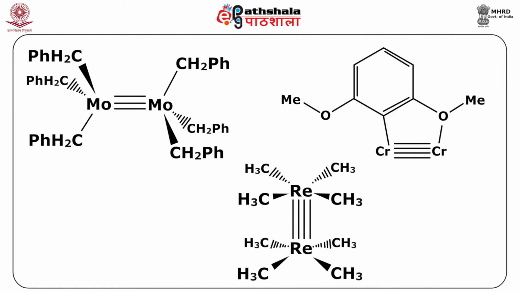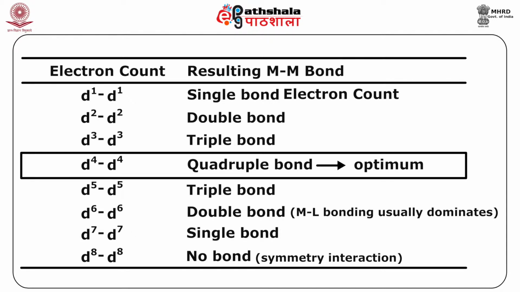Examples of multiple bonds containing metal clusters are as follows. The table shown is based on the criteria for cluster formation. As the number of electrons increases, the possibility of formation of higher number of bonds between the two metal atoms increases.